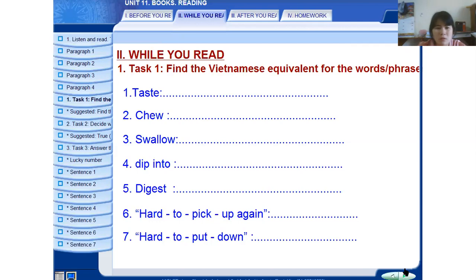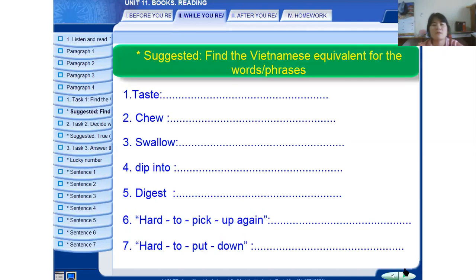Okay. Here, taste. Isn't it? Yes, I see your answer. Right, it is. Đọc thử. Choose. Isn't it? Okay. Easy candy. Nghiền ngẫm. Swallow. Đọc ngốn ngấu. Right? Dip into. How do you answer? You see? Đọc qua loa.